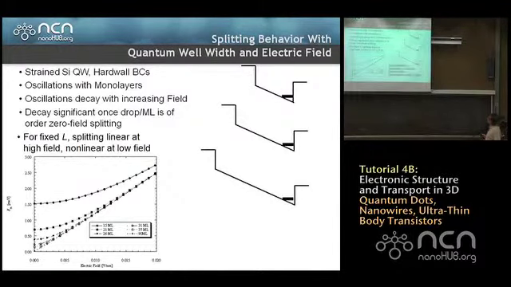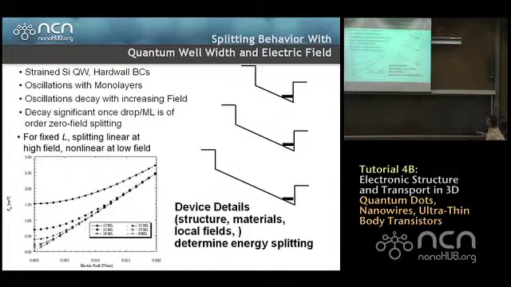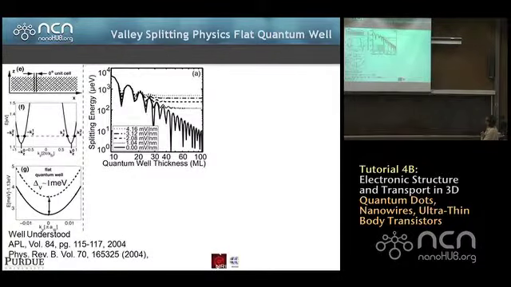Okay? So the key element of the first insight we had in about 2004 is that the device details, the structure, the materials, and the local fields determine this valley splitting. And you determine it through a calculation where you don't use that as a fitting parameter. It comes out. Okay? Which was at that time novel. Most people actually used valley splitting as a fitting parameter to get the right result. All right. So we thought, well, this is cool, right? And we thought we had this all well understood.